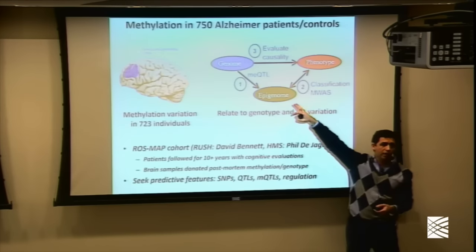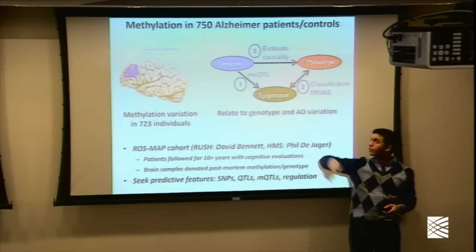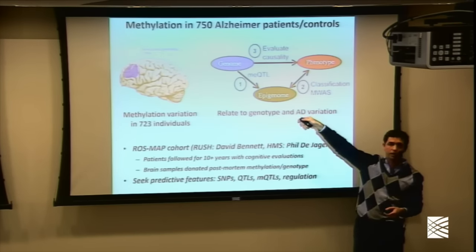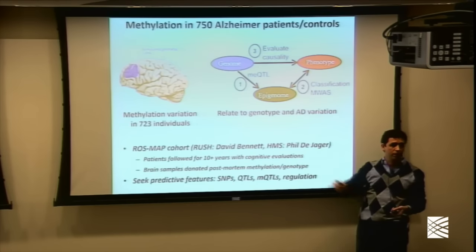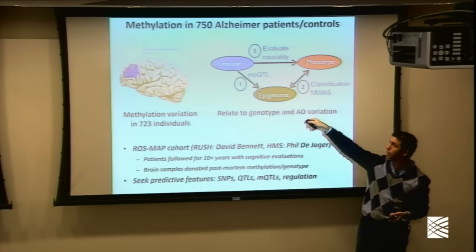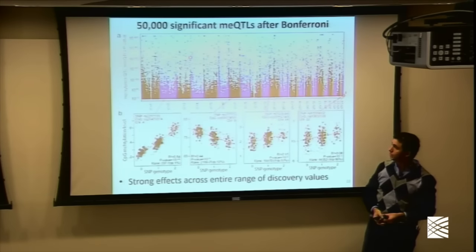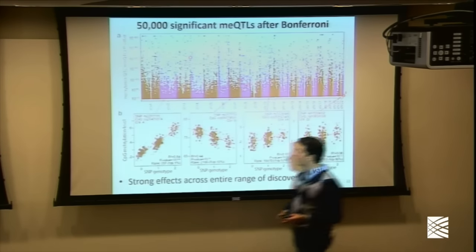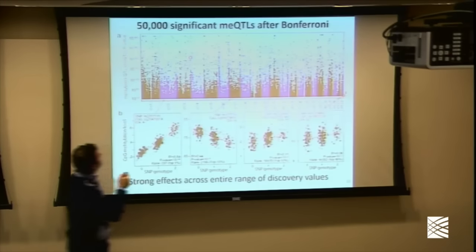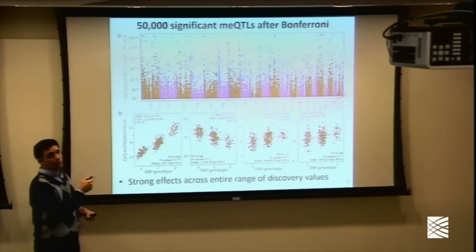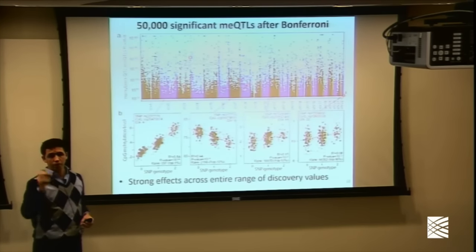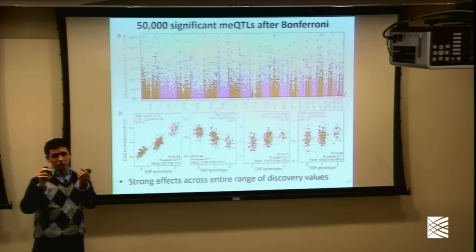So let's look at the first arrow. What are the genetic differences that correlate with epigenetic differences, and therefore that cause epigenetic differences, because we know that this arrow from genetics is always unidirectional. And what we find is the following. We find about 50,000 different regions in the genome where there's a methylation mark that is very highly correlated with a genetic difference.